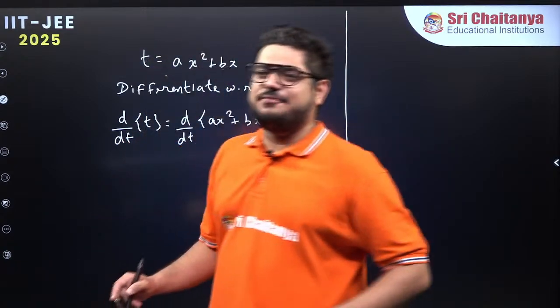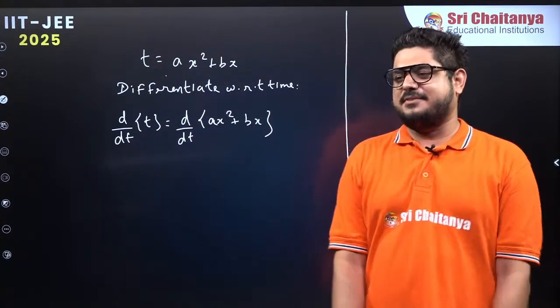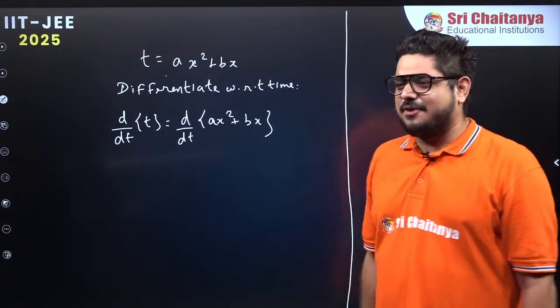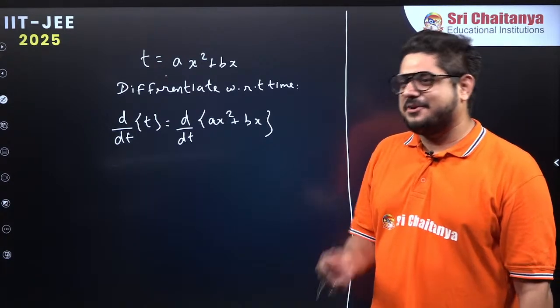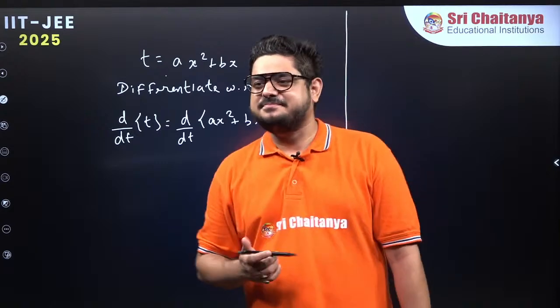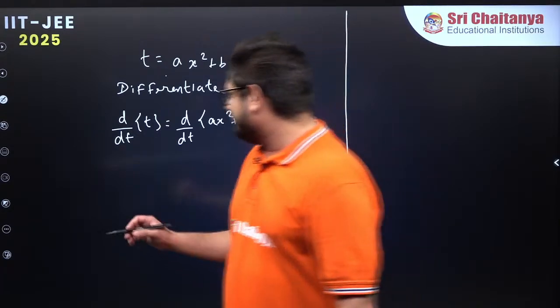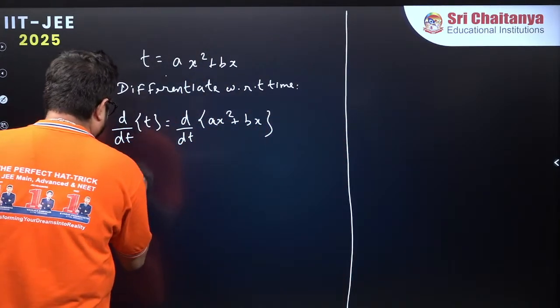What is d by dt of t? You can write it down over there in the chat box everyone. What is d by dt of t? What is d by dt of t, everyone? 1. Very good. So now the LHS is going to become 1.